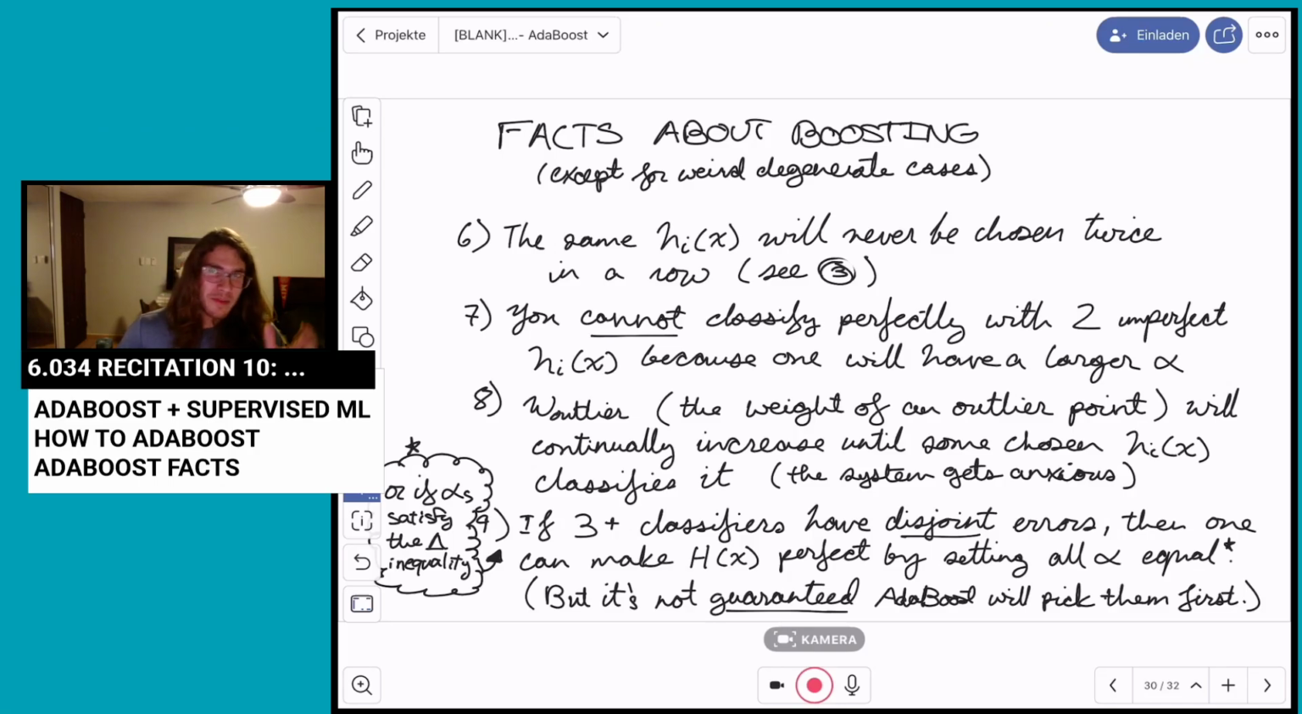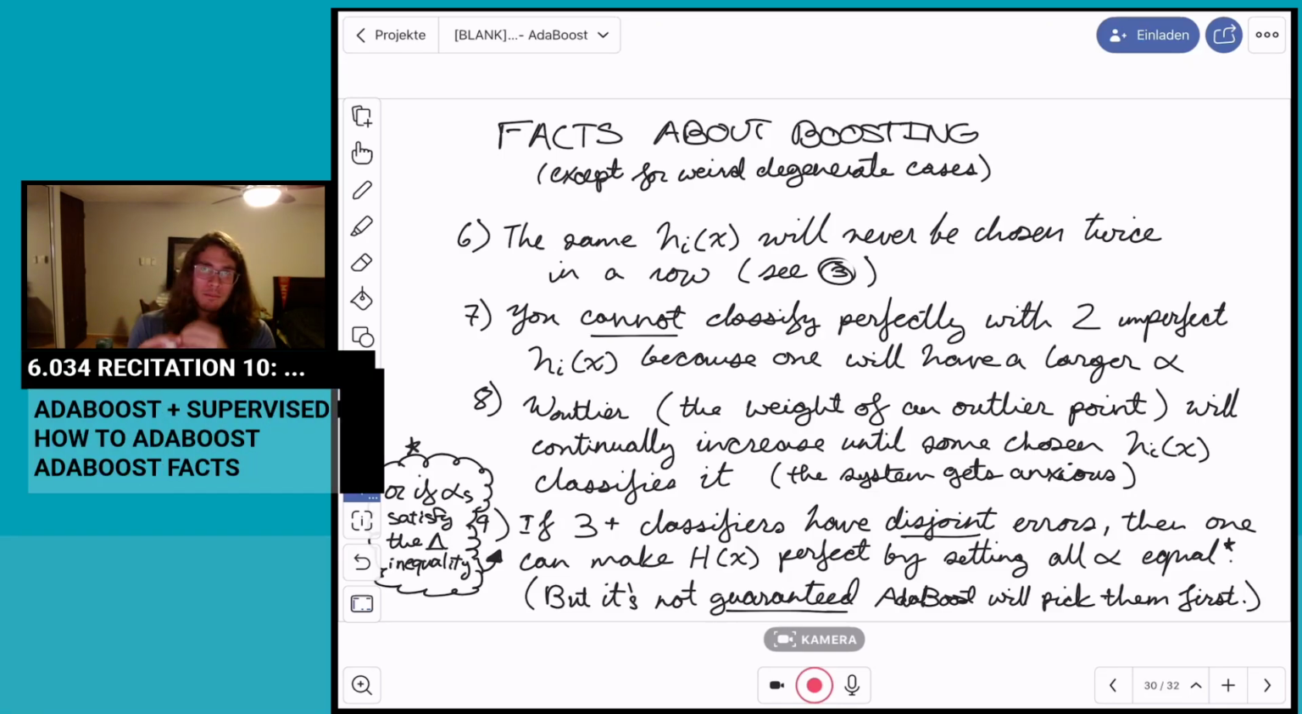There are many. It gets hard to keep all the H's and subscripts in my mind and then keep in this information as well. So if three classifiers have disjoint errors, then having all their alphas be equal will allow you to make the perfect strong classifier that classifies all the points correctly. But they don't necessarily have to be equal. They can satisfy the triangle inequality.